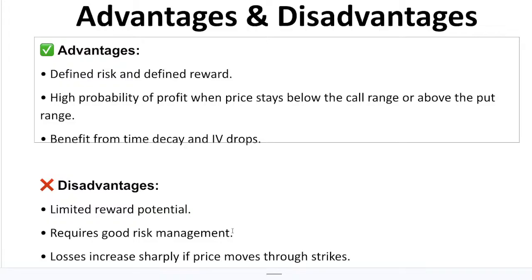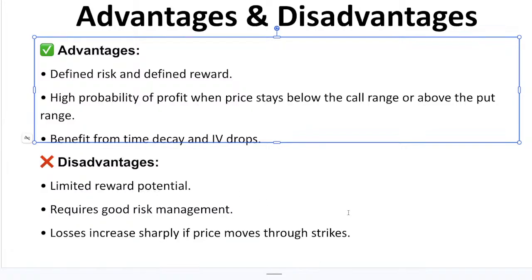So loss increases sharply if price moves through the strike. Okay, because usually when it's in the money, the delta increases, and when the delta increases, you start to lose money, especially when the DTE is nearing. DTE means days to expiration. So if you have little time left, then you start to see a very big swing in your P&L.